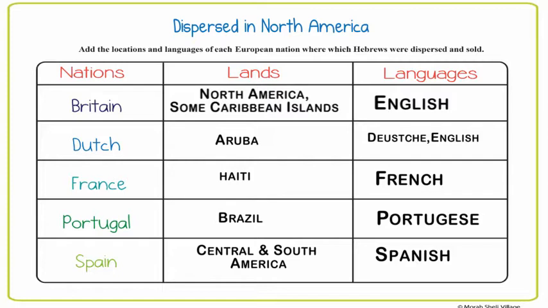Okay, so quick overview again: Britain, North America, and some Caribbean islands, English. The Dutch, like Aruba, there's others, they speak Dutch, and sometimes Dutch occupied nations speak English too. The third, there is France. One of those nations is Haiti. They speak either French or Creole. Fourth is Portugal. Those enslaved Africans were sent to Brazil. They speak Portuguese. And then last is Spain. Some enslaved Africans were sent to Central and South America, and they speak Spanish.